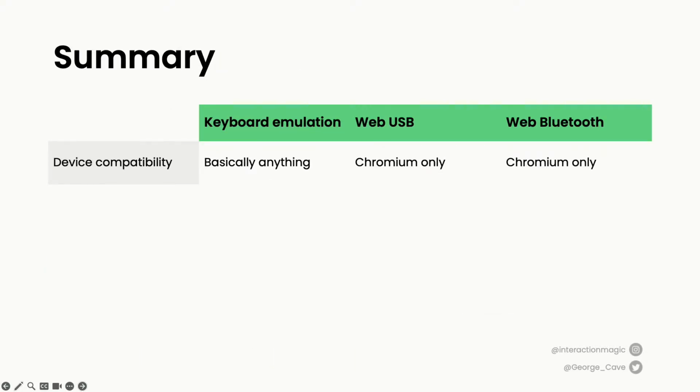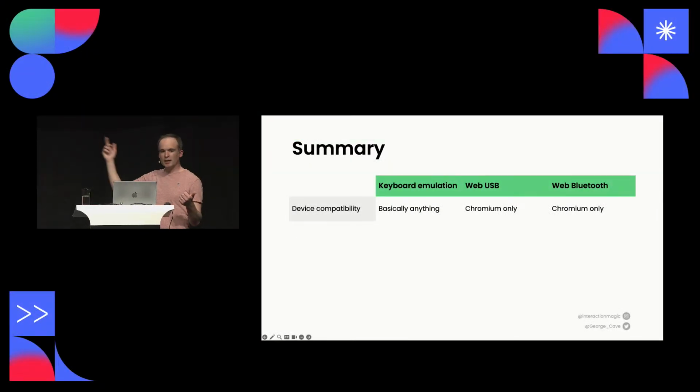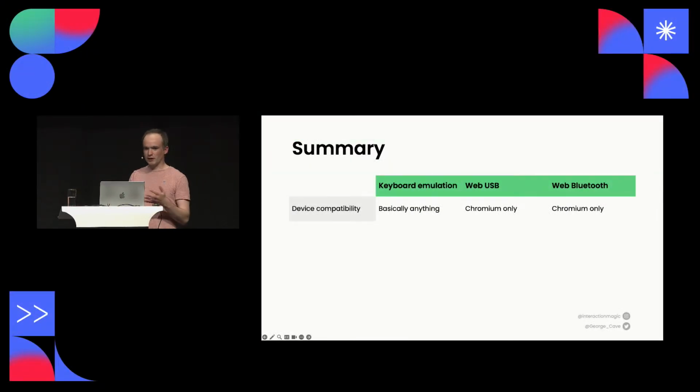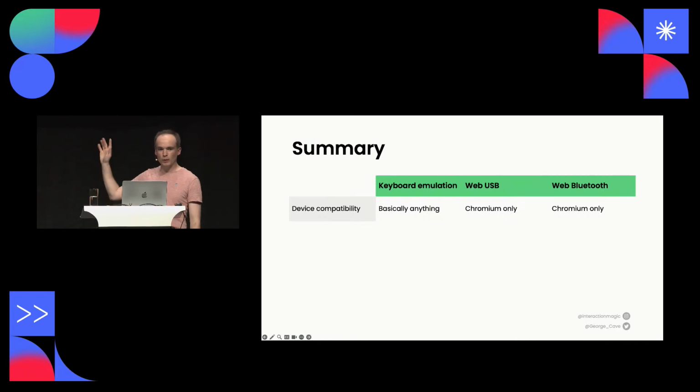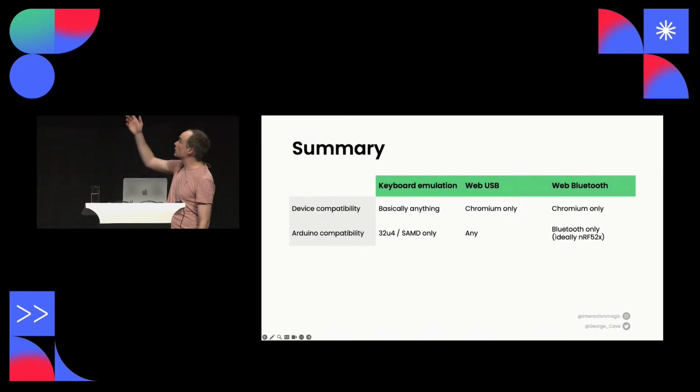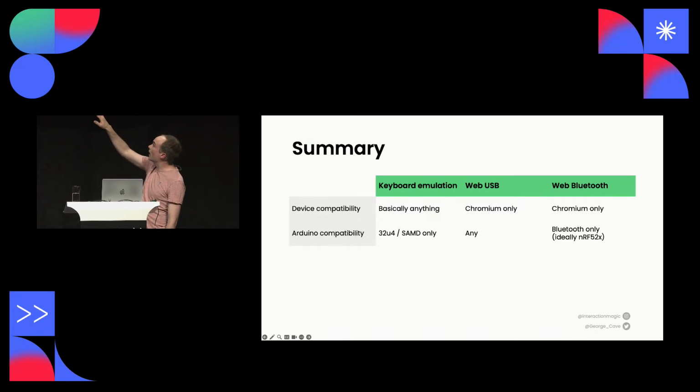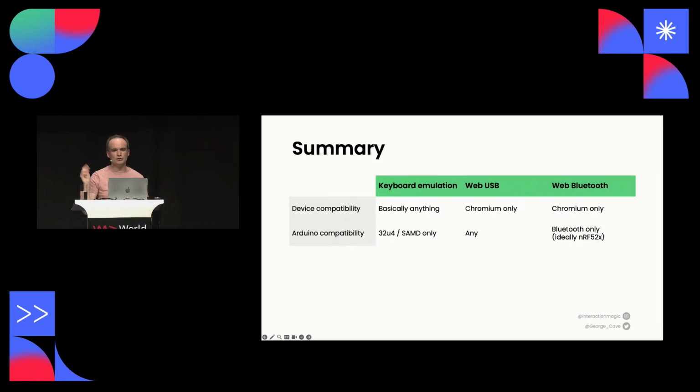So to summarize, device compatibility: keyboard emulation works with anything, any device, any browser, any program, anything that can read keyboard input. Web Bluetooth and USB are Chromium only. As I said, you're looking at these 32U4 SAMD Arduinos for the keyboard emulation, anything for the web USB, and ideally these Nordic chips for Bluetooth.